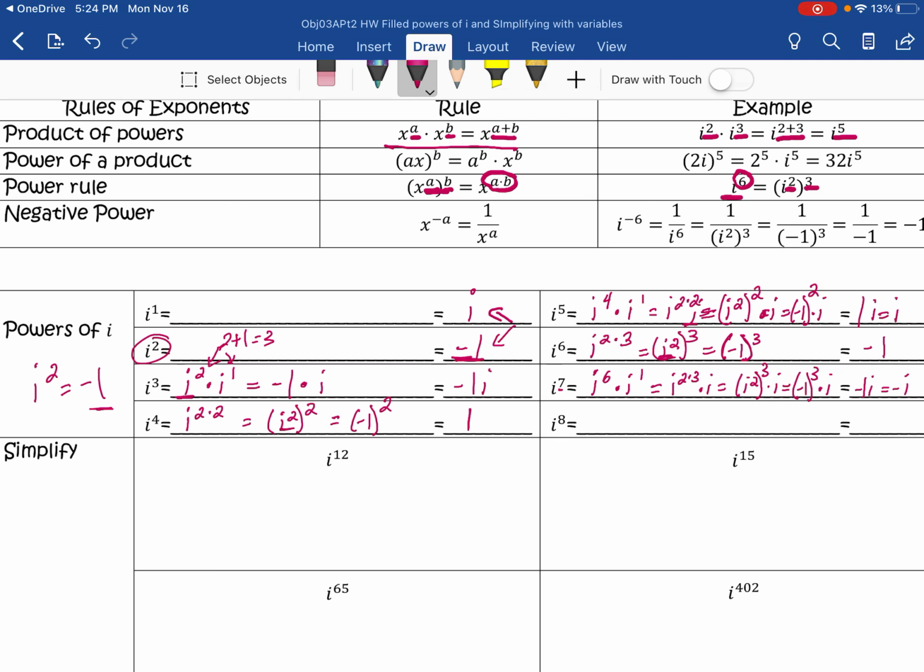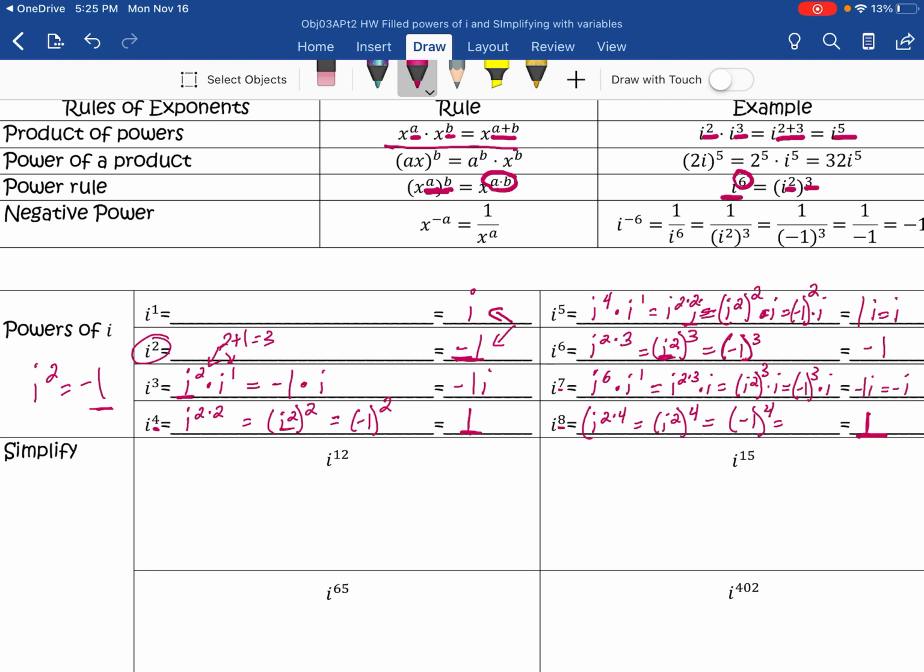Okay, i to the eighth. Okay, this is nice even power. So I want to get this to powers of 2, because I know what i squared is. So I make this i to the 2 times 4, which is the same thing as i squared to the fourth power. I know i squared is -1, so that's going to be -1 to the fourth power, which is just plain old 1.